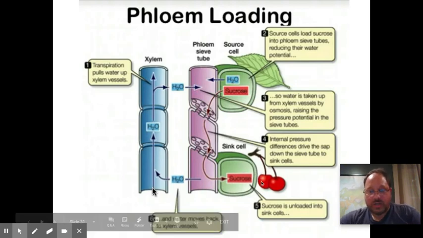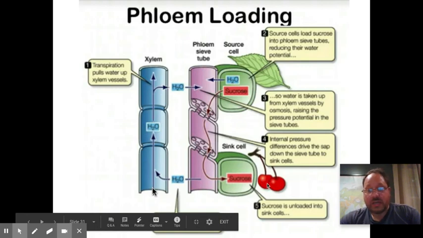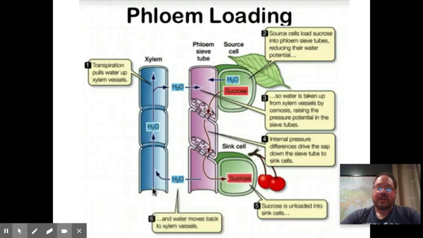So then what you can do is pump these sugars into the fruits, and then that can concentrate sugars in the fruits. So it's a really cool way to drive the movement of sugars from leaves to the fruits just using water potential.